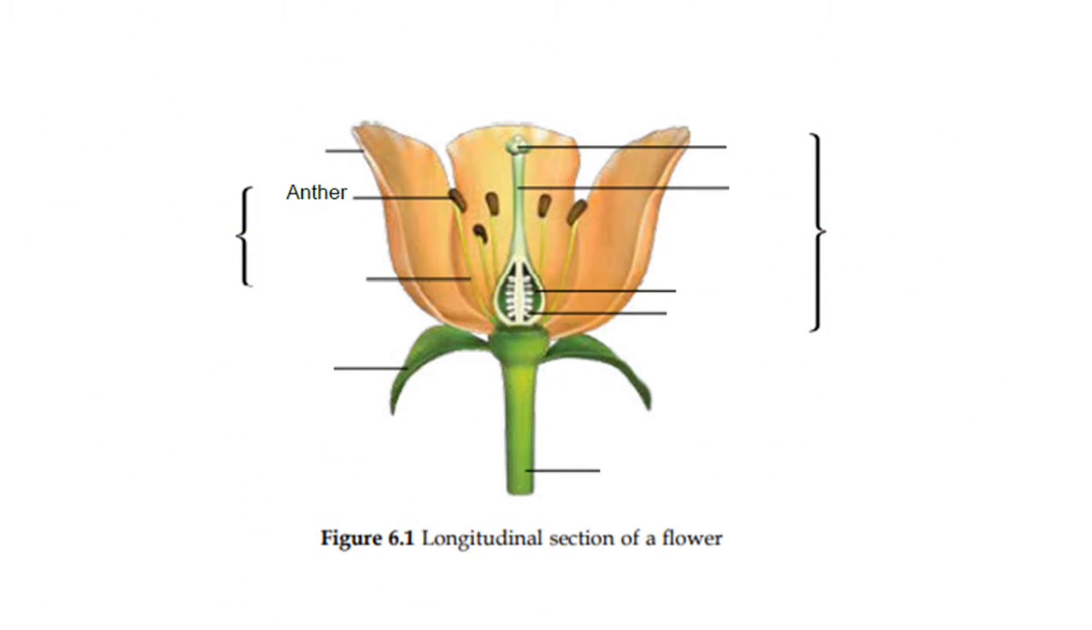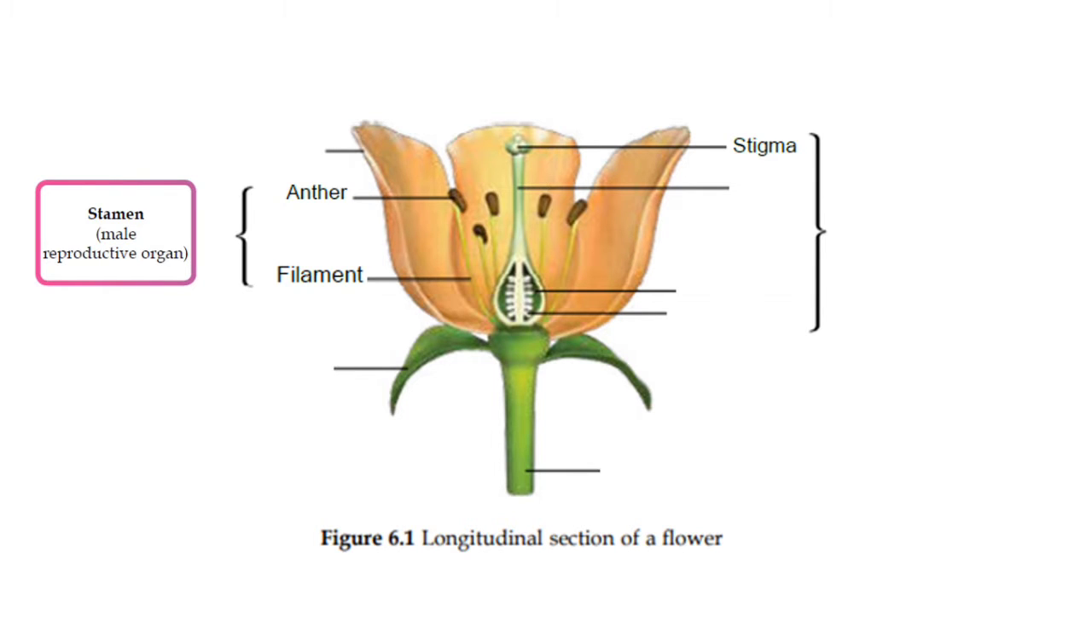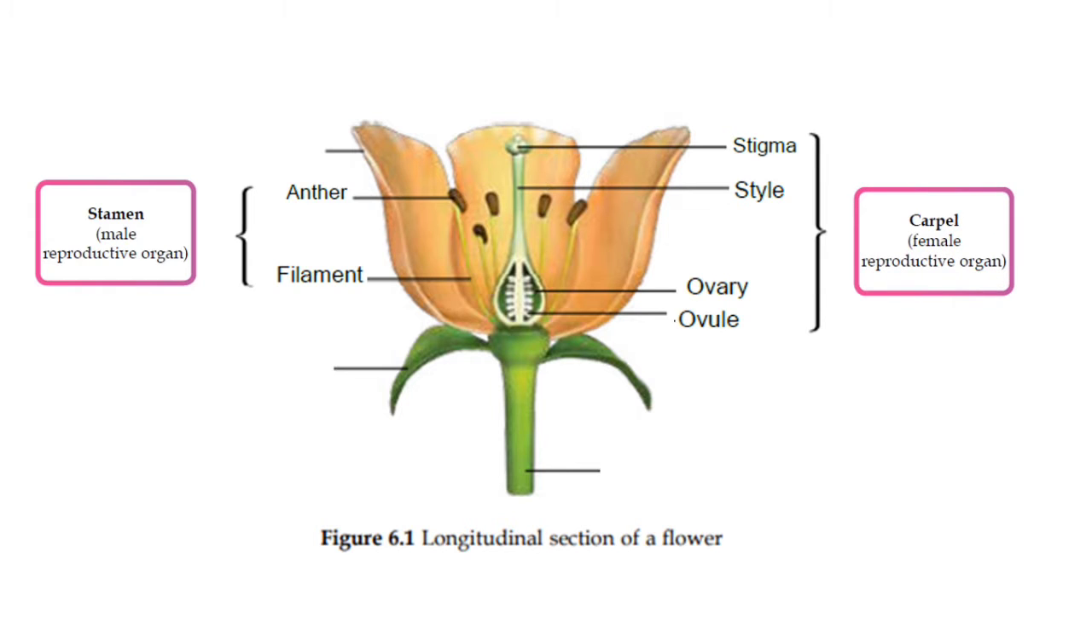So this is the anther and filament. The anther and filament form the stamen, which is the male reproductive organ. Then these are the stigma, style, ovary and ovule. These four structures form the carpel, which is the female reproductive organ. The other structures are petal, sepal and pedicel.